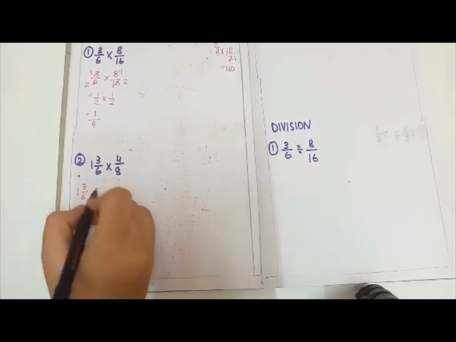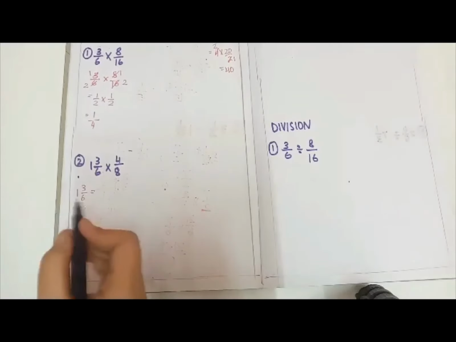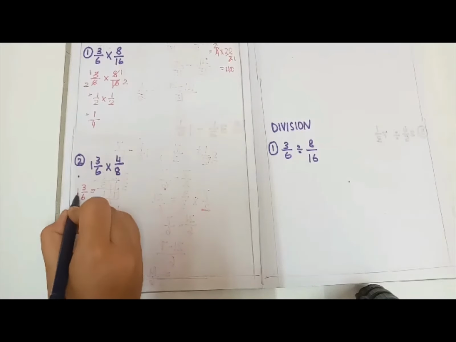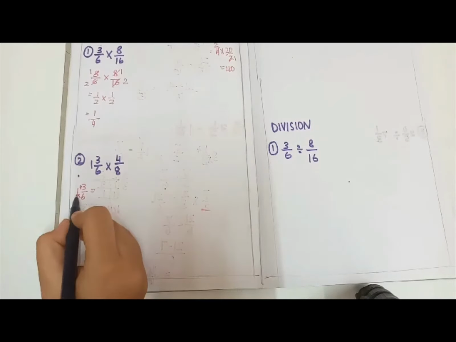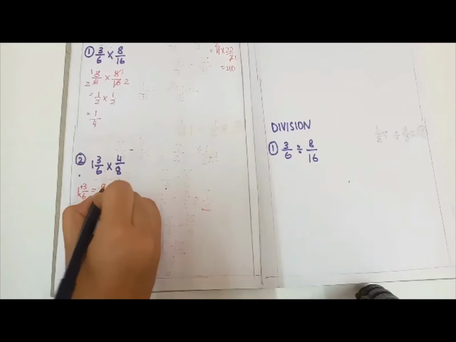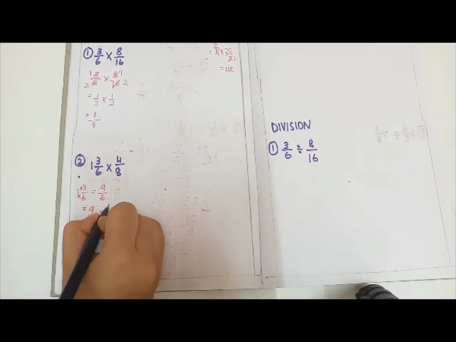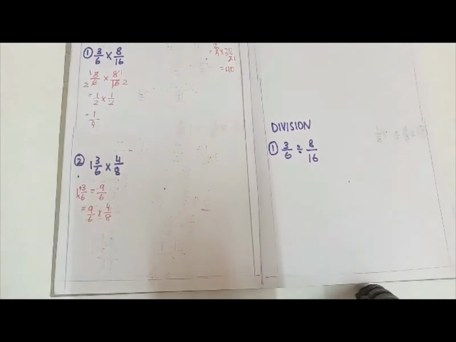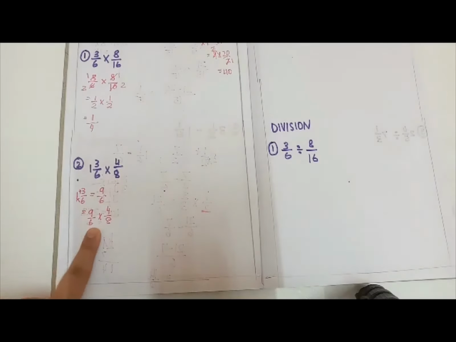1 3 by 6 is equal to, as I taught you before, for getting it into an improper fraction, denominator into the whole number plus the numerator. So 6 into 1 is 6, plus 3 is 9, with the same denominator 6. So rewrite it: 9 by 6 into 4 by 8. Now we will see how we can cut it. Let's see the first fraction first, 9 by 6. Can we cut it? Yes, it goes in the 3 table.